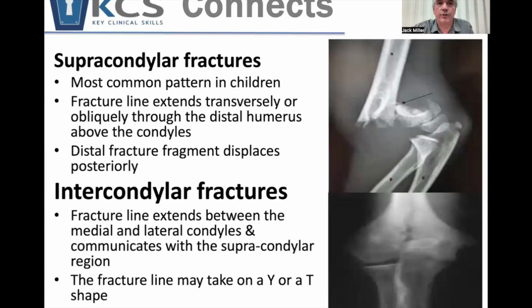In the pediatric population, as we mentioned, it tends to be either a supracondylar fracture, that's the top graphic on your right-hand side, where the fracture is a line that extends transversely or obliquely through the distal radius just above the condyles. And that distal fragment can migrate quite a bit, as you see in that radiograph. And so appropriate alignment is going to be really important, and good reduction. There are also intercondylar fractures, where the fracture line extends either as a T or a Y shape up between the condyles. And again, that would be less likely to have displacement compared to the supracondylar fractures. But nevertheless, the problem is that it is intra-articular, isn't it?